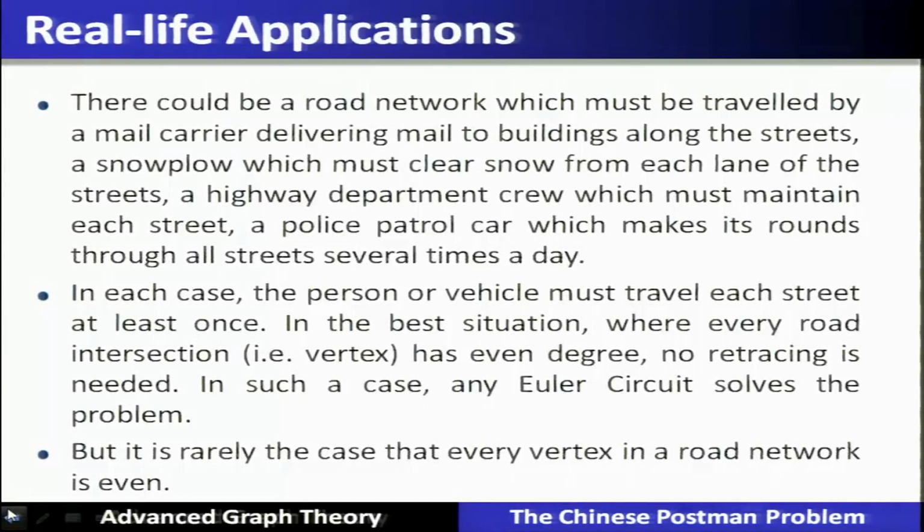In the best situation, where every road intersection, that is every vertex, has even degree, no retracing is needed. In such a case, any Euler circuit solves the problem effectively. But it is rarely the case that every vertex in a road network is even. So how are we going to solve the Chinese Postman problem in that setting?